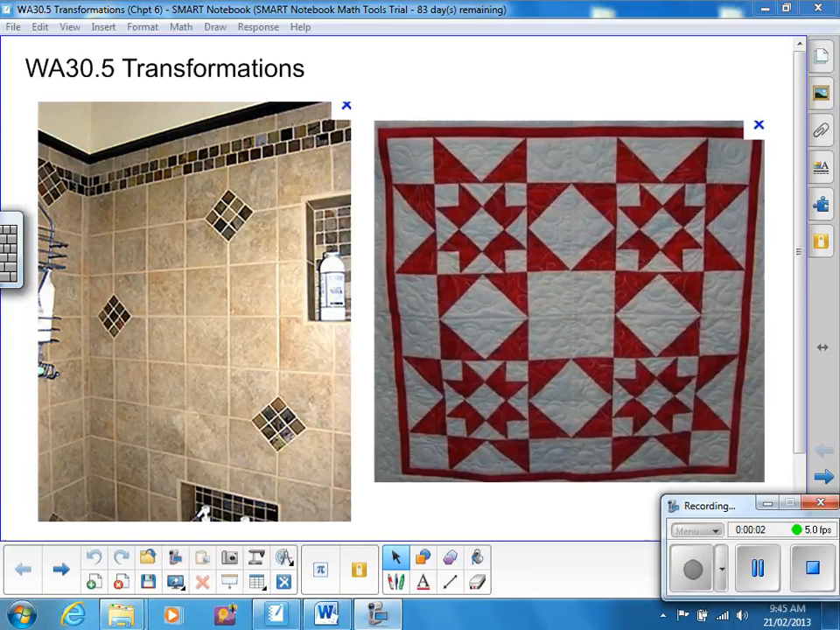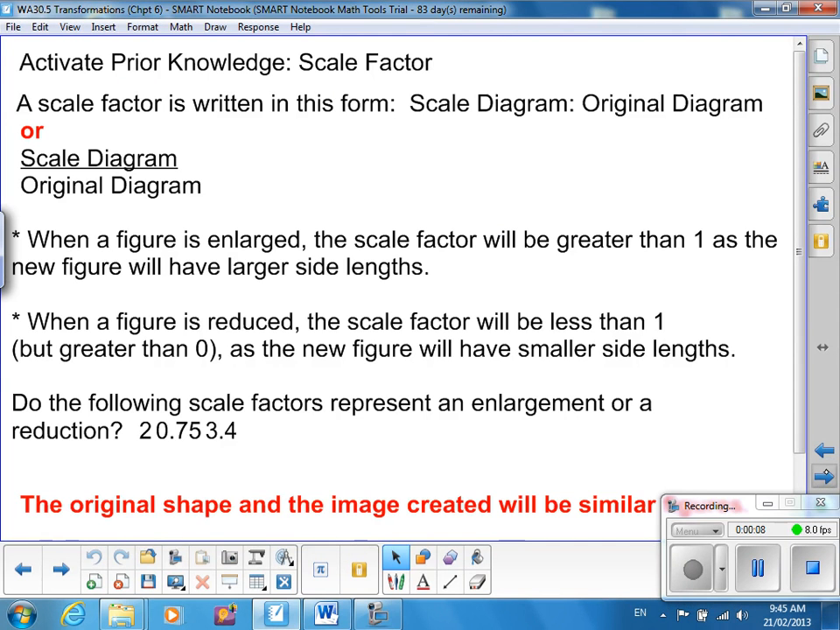Today's lesson is Workplace and Apprentice 30.5 Transformations. We're going to start off with a little activating prior knowledge, scale factor.